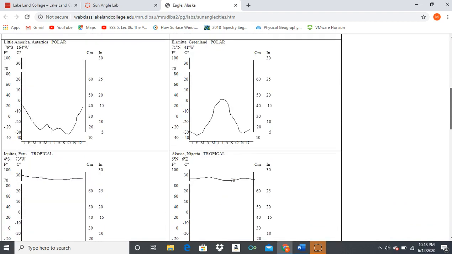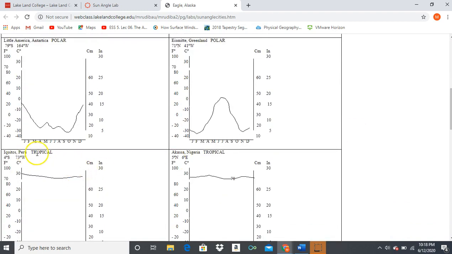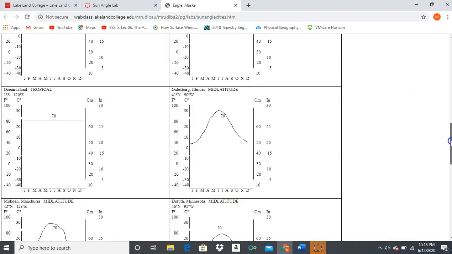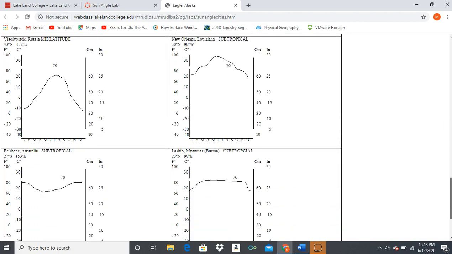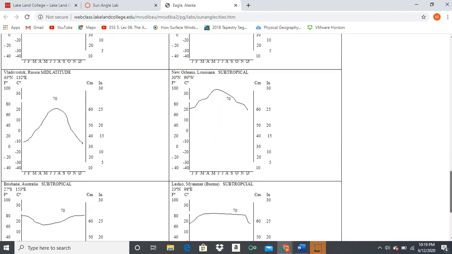Then as you scroll down, you have tropical latitudes, which are all near the equator, and there's 3 or 4 cities there. And then we have cities that are in the mid-latitude, which are about halfway between the equator and the North Pole. And then you have cities that are pretty close to 23.5 degrees north or south, and these cities are in the subtropics, like New Orleans, Louisiana here, for example. You'll basically be graphing the sun angle and keeping all of the cities together that are in the same region and producing a line graph.